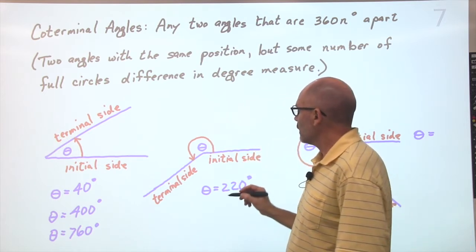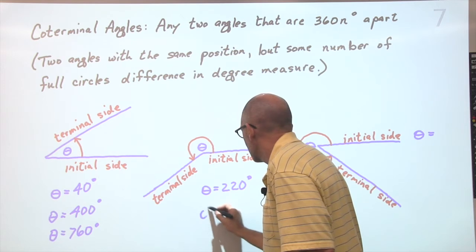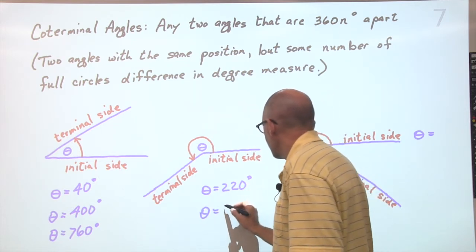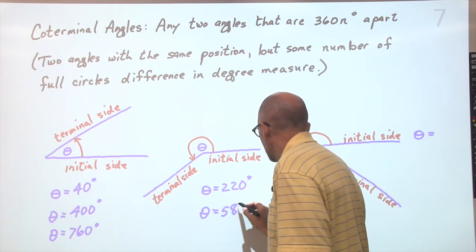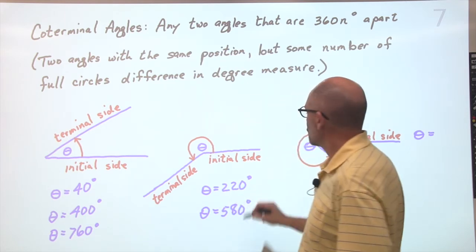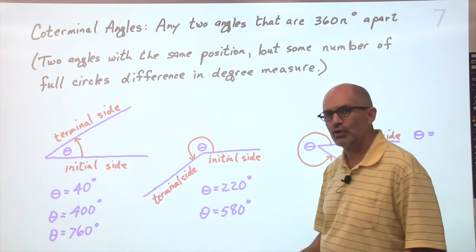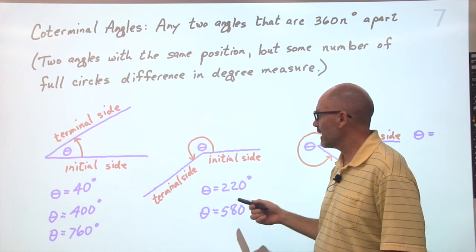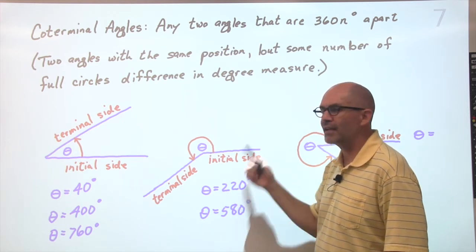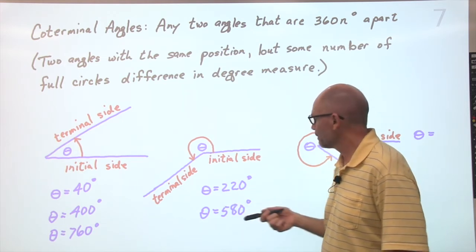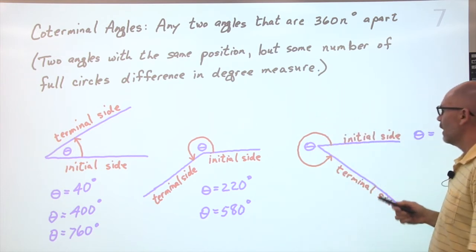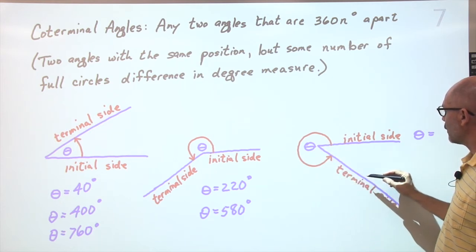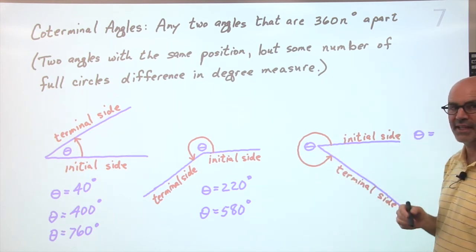Now, I could also call this 360 added onto this would be 580. So 220 and 580 are coterminal angles. So anytime I want another coterminal angle, all I do is add or subtract some number of 360s.